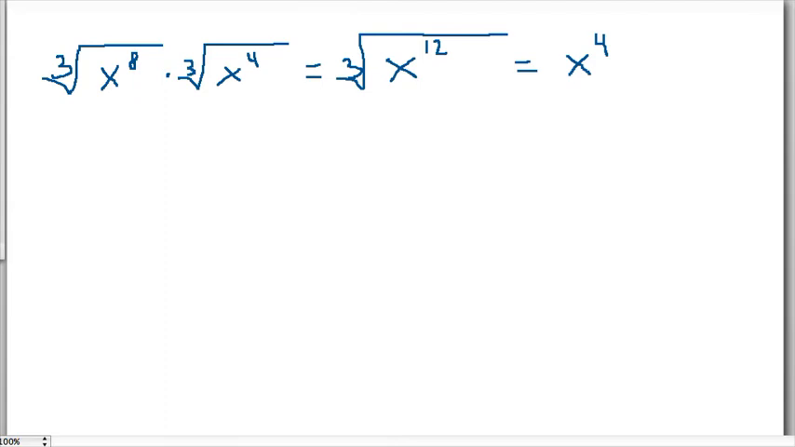All right, now let's talk about, should we do a quotient? You'll be okay. All right, so let's do some rational exponents.